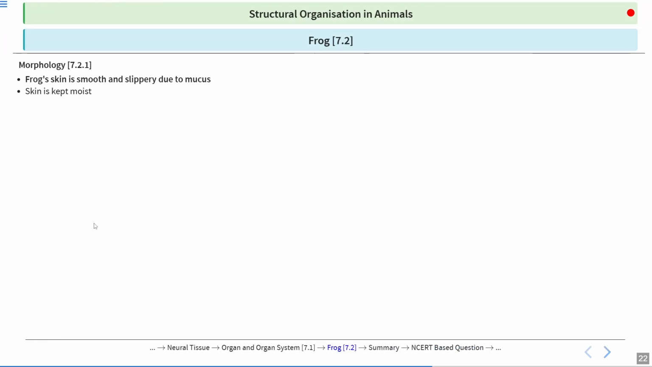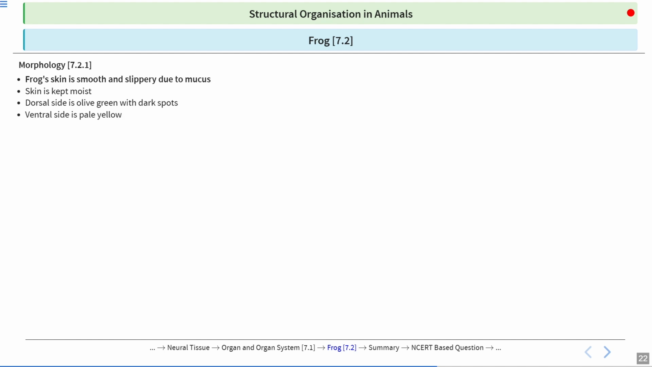Morphology: frog skin is smooth and slippery due to the mucus. A lot of mucus is there, so its skin becomes very slippery. They always keep their skin moist. The dorsal side is olive green with dark spots. If you see the coloration, they are olive green in color, and they also have some spots on their skin.